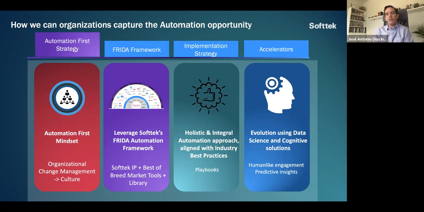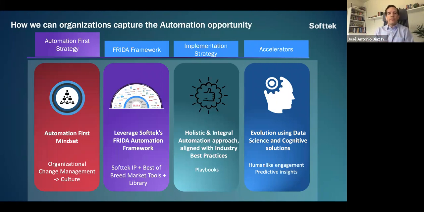I'm not sure if you have been there already, where you see a problem and we can fix it by doing this, right? And we have frameworks and we call them FRIDA. And if you remember, Frida is one of the most famous Mexican painters. But in this case, FRIDA is an acronym for automation development framework, but it's basically IP, and there are a lot of different technologies, tools, and a library, a collection of things we have done that can help you.